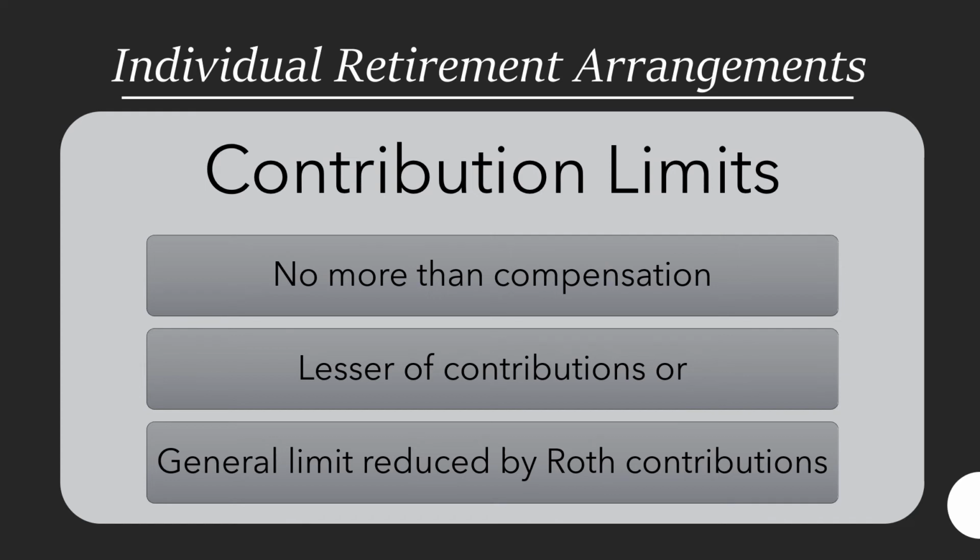And the contribution limit, or the deductible limit, is the lesser of the contributions or the general limit reduced by Roth contributions. So the rule with IRAs is it doesn't matter how many IRAs you have, there's going to be a general limit that changes each year, just similar to the HSAs. But it doesn't matter how many accounts you have, there's a global limit to how much you can put in, regardless of whether it's a traditional IRA or a Roth IRA.